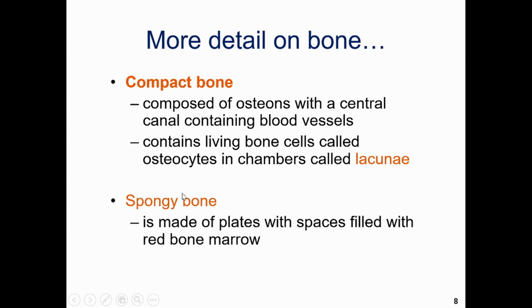Spongy bone doesn't have this nice pattern. There are no osteons in spongy bone. Instead, it's much more irregular. We have trabeculae instead that are extending out and around and in different directions.